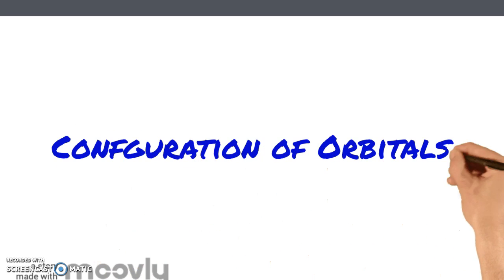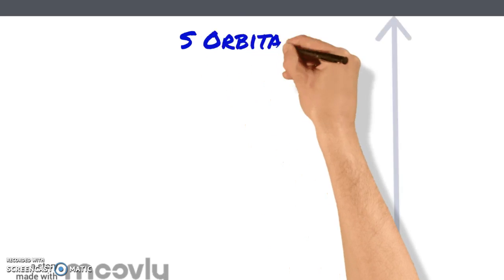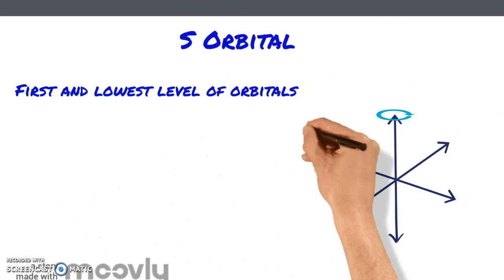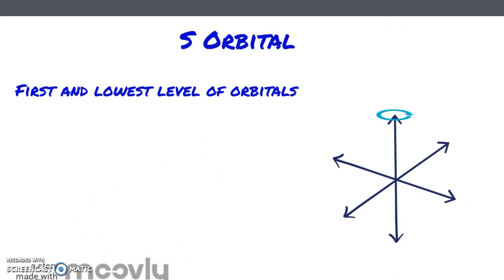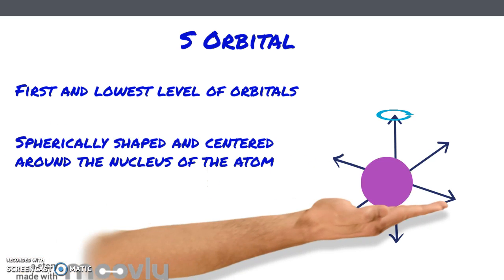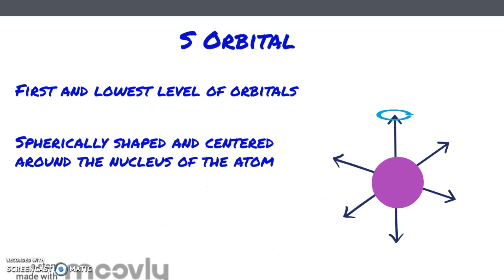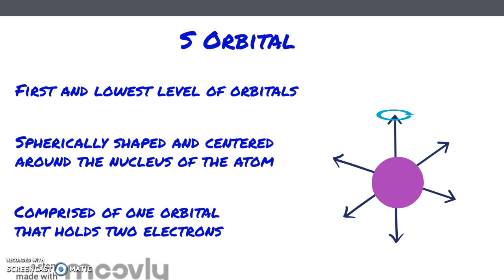Let us move on to the configuration of orbitals. We'll start with the s orbital. It is the first and lowest level of the orbitals. It is spherically shaped and centered around the nucleus of the atom, and it is comprised of one orbital that holds 2 electrons.